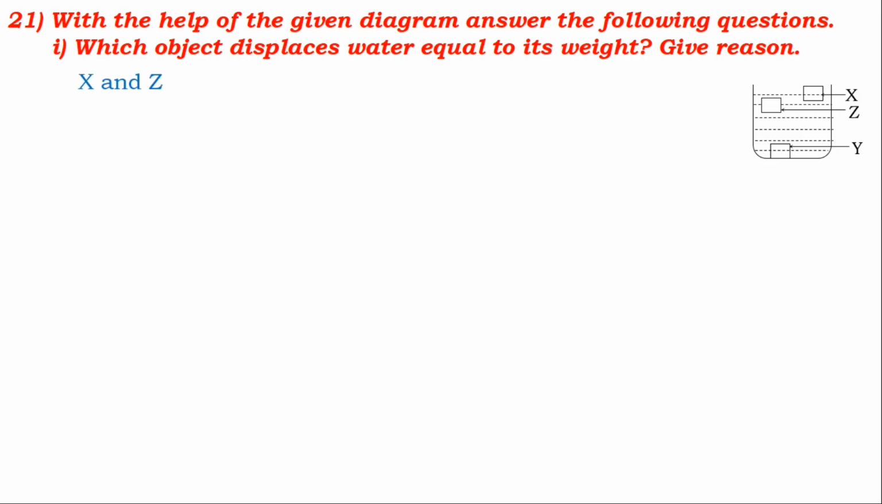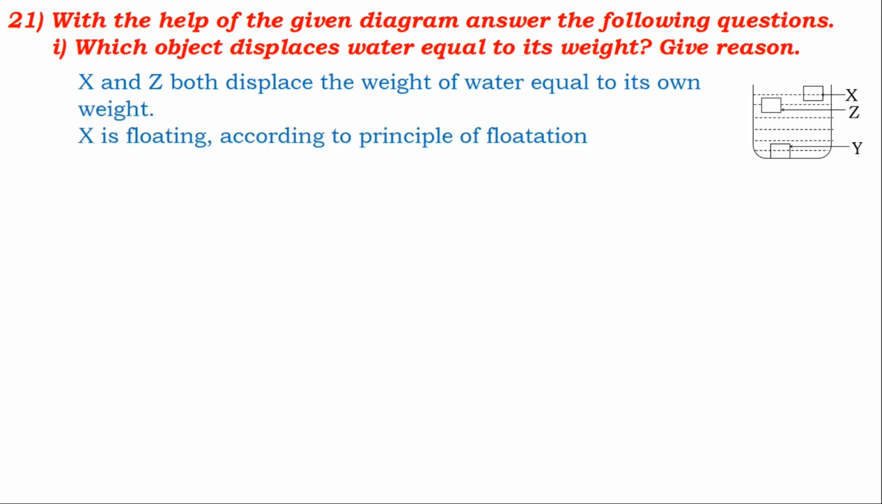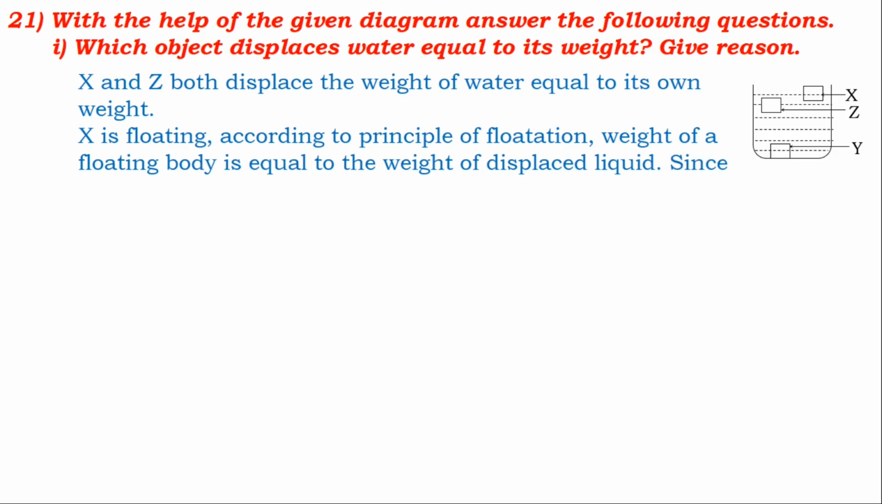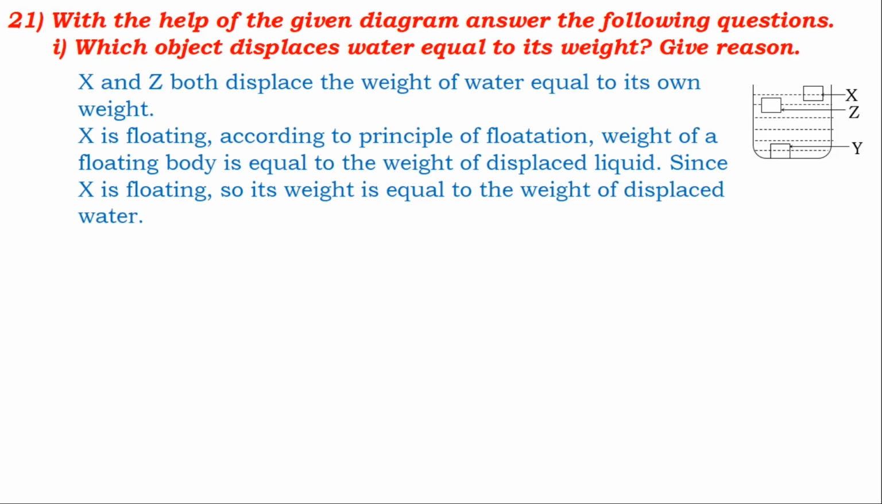Now how can we answer? X and Z both displaces the weight of water equal to its own weight. The reason we can write like this, X is floating. According to principle of flotation, weight of a floating body is equal to weight of displaced liquid. Since X is floating, so its weight is equal to the weight of displaced water or the weight of displaced liquid.